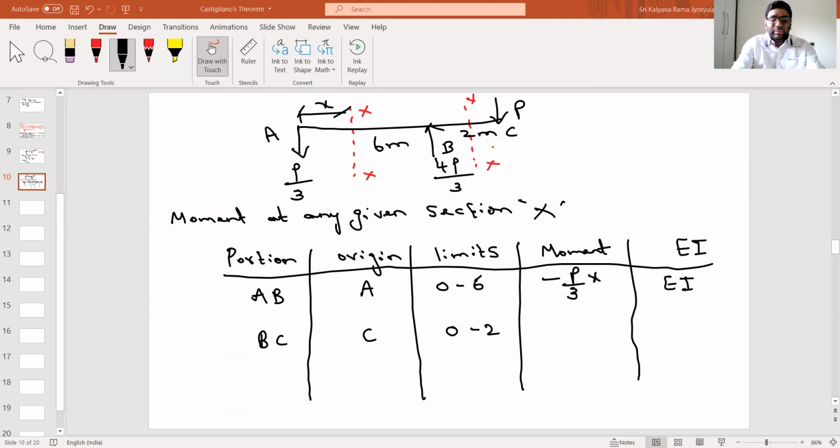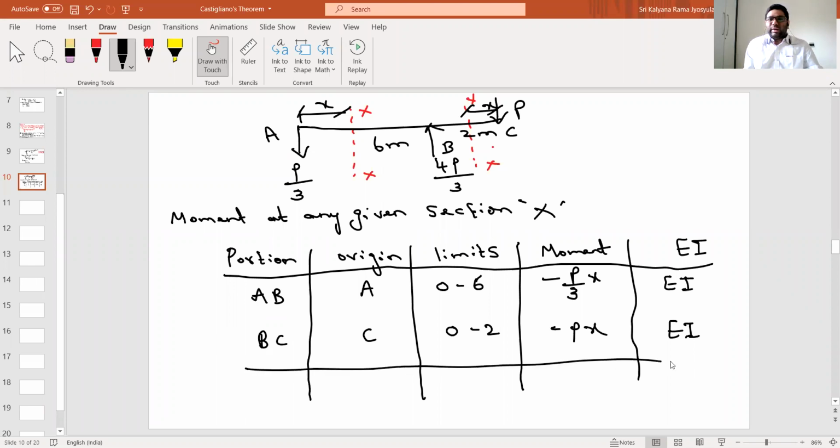And one important thing here is the sign convention. So positive bending moment and negative bending moment, right? And which direction is positive, which direction is negative. When we take right side clockwise, it is considered as negative. So you see here, this is P into X. So minus P into X, over EI. That's it. As simple as that. This is the table.